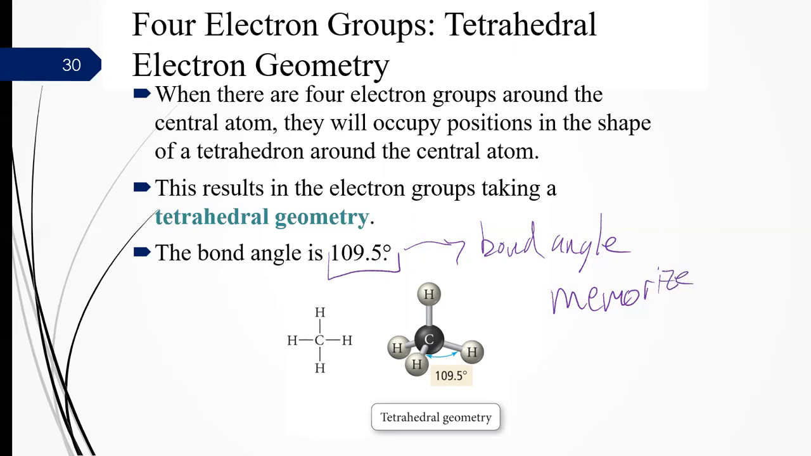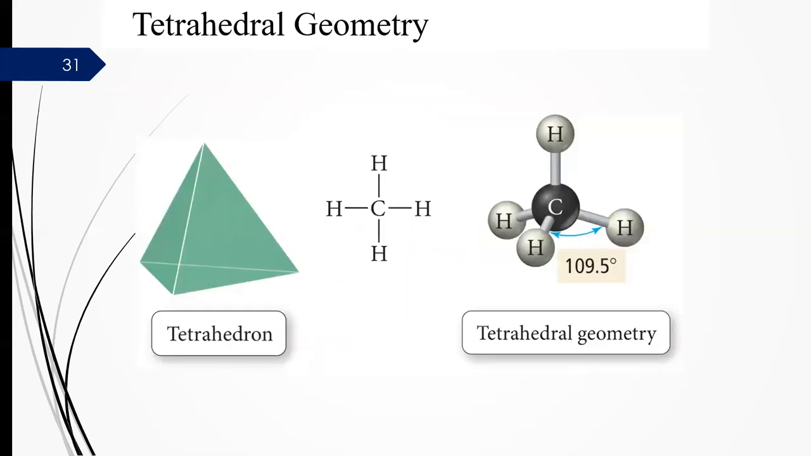It gets its name tetrahedral because it looks a lot like a tetrahedron. It basically has each of those components. The only one that's missing is that it also has a central atom.